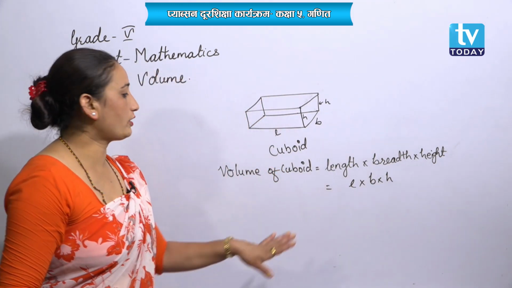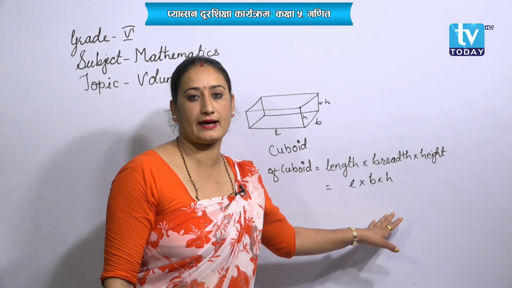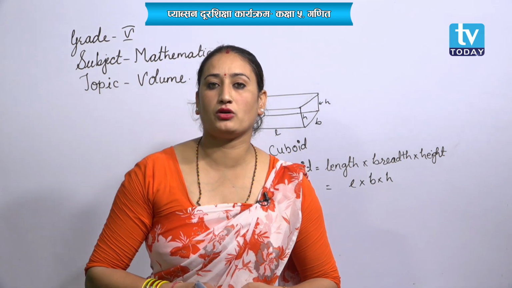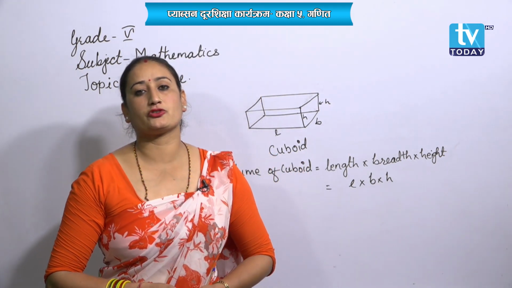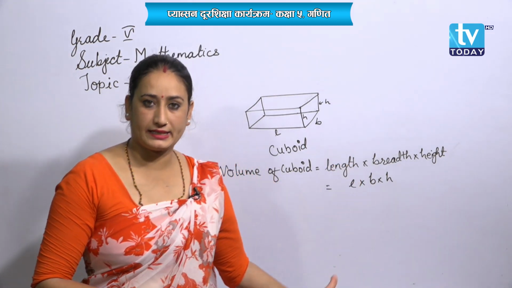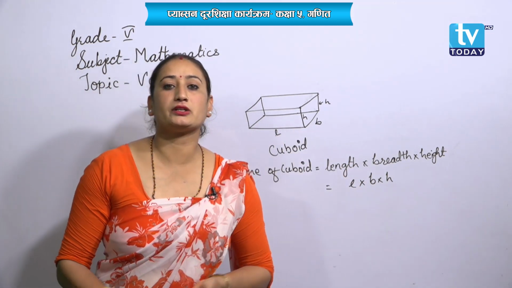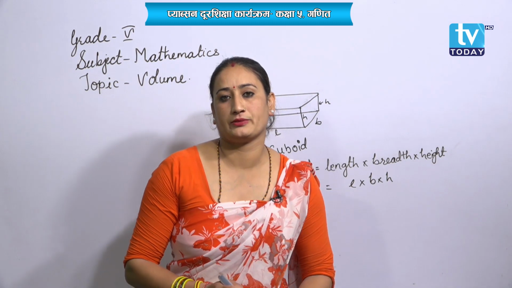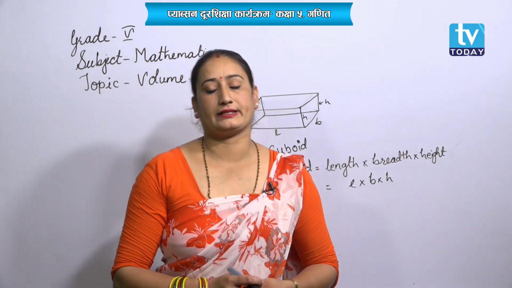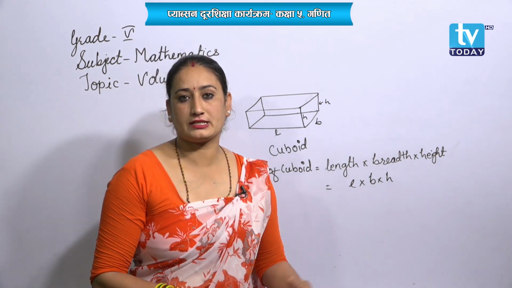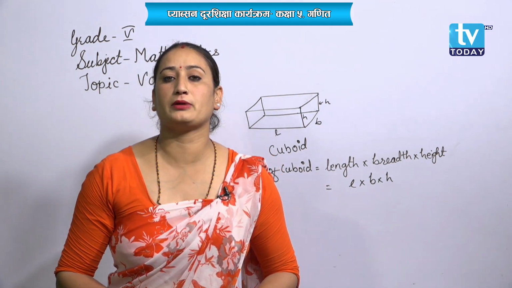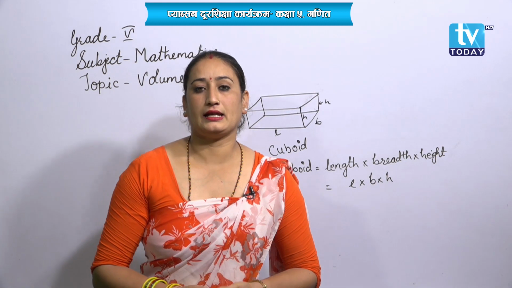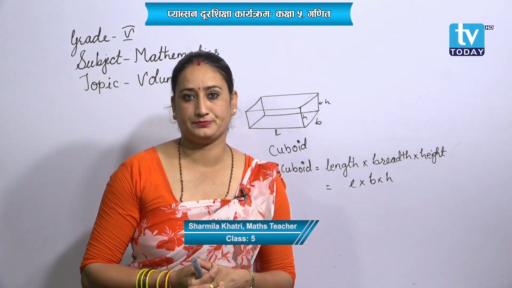Done? Okay, we should not write L into B into H as L cube, because in L cube all the sides are equal in their measurement. That's why we write L cube in a cube. But here all the sides are different from each other. That's why we have to write L into B into H. Have you got it? Obviously. Okay students, if you understand how to derive the formula for the volume of a cube and cuboid, they are regular objects. So students, let's enter the exercise.